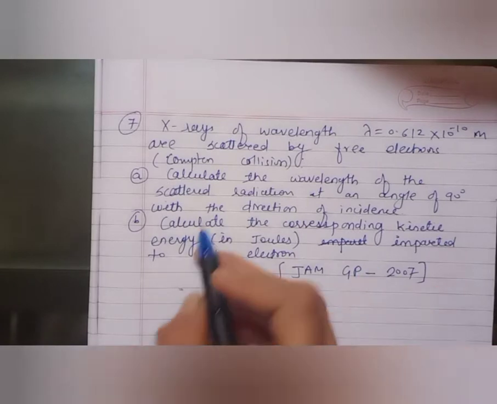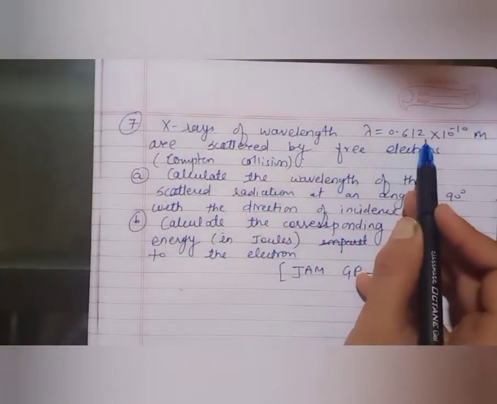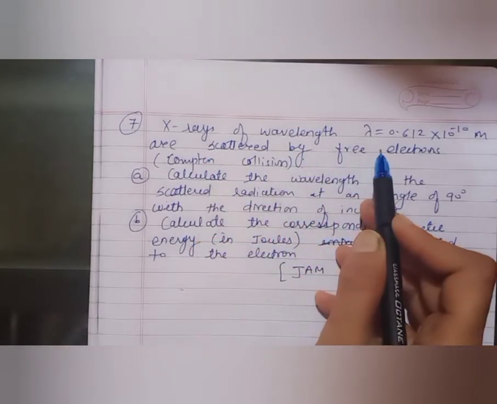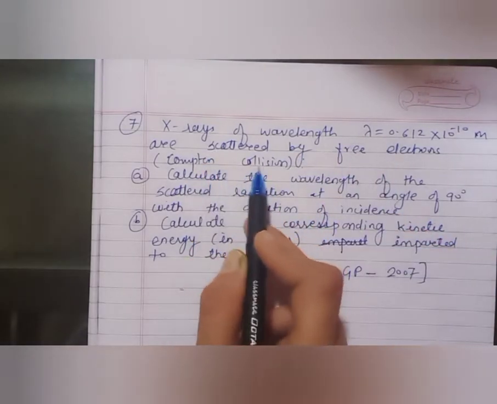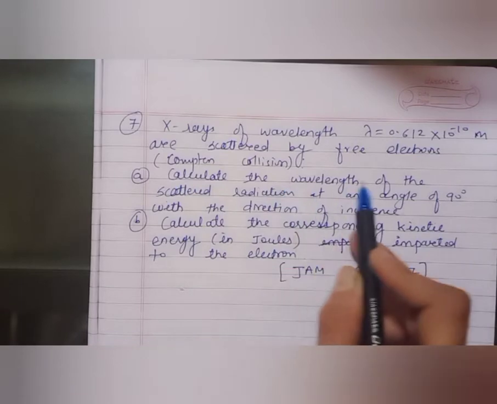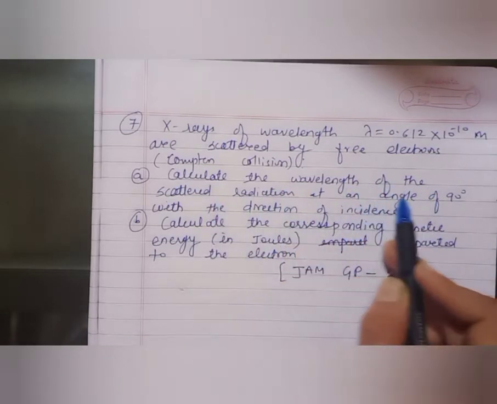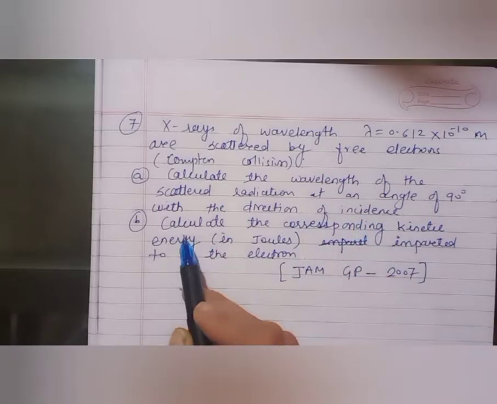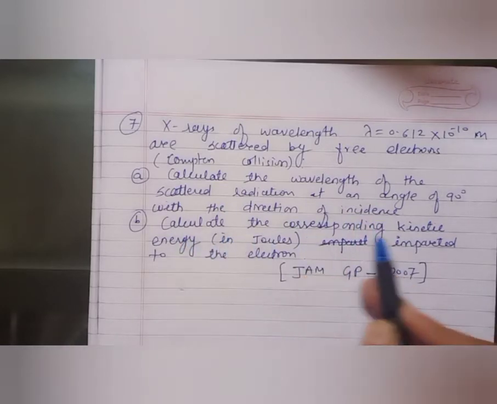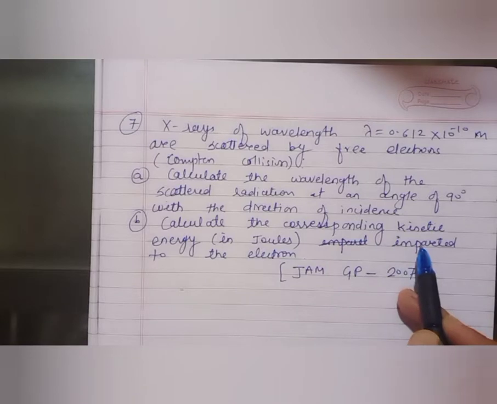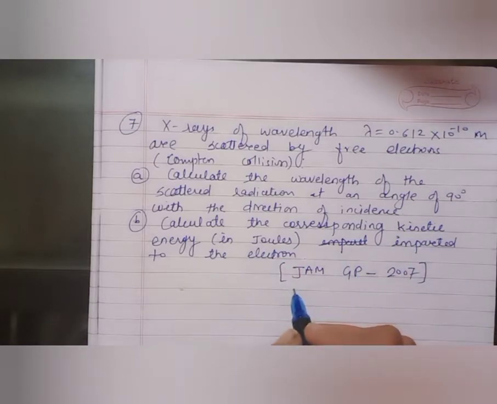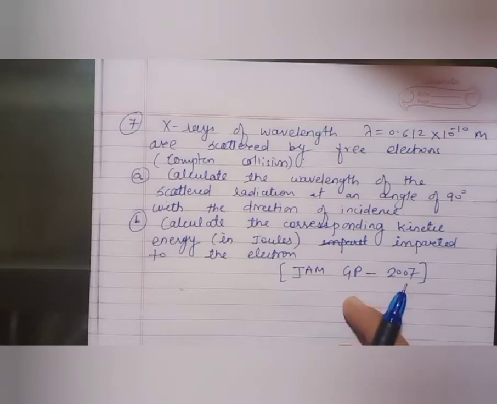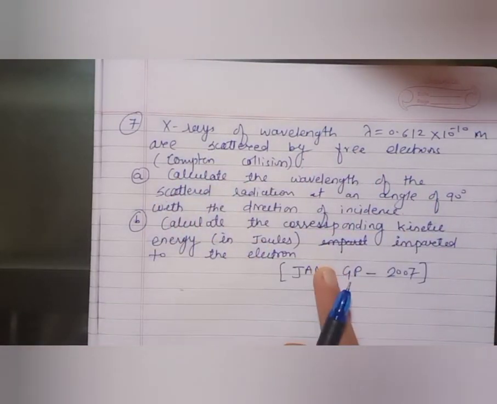Okay, now let's start a new numerical. X-rays of wavelength lambda equals 0.612 into 10 raised to minus 10 meter are scattered by free electrons in a Compton collision. First, calculate the wavelength of the scattered radiation at an angle of 90 degree with the direction of incidence. Second, calculate the corresponding kinetic energy in joules imparted to the electron. This question was asked in JAM Geophysics 2007. In an earlier lecture, we have done a similar numerical.